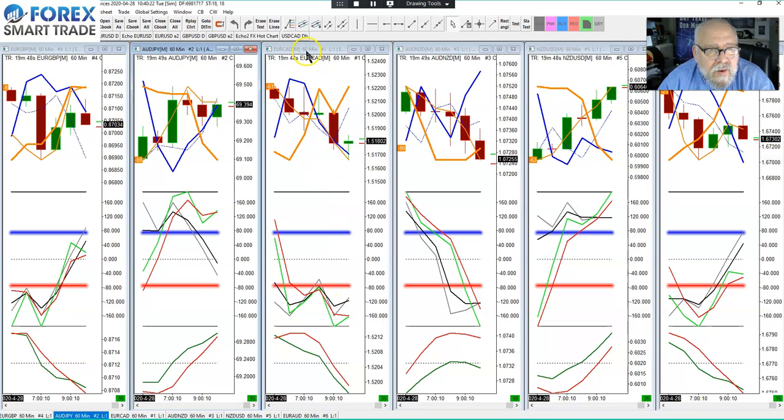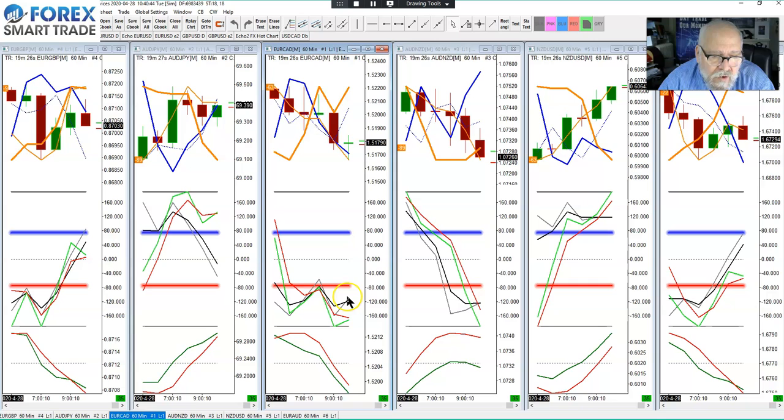up. Euro Canadian. I am oversold. I have the minors pointing up. The majors aren't quite there yet. They're getting there. They're trying to point up. Right now they're going sideways, and I don't have the double cross. And what I mean by the double cross is I want the gray crossing over the black and the green crossing over the red on its way up. So not quite there yet.